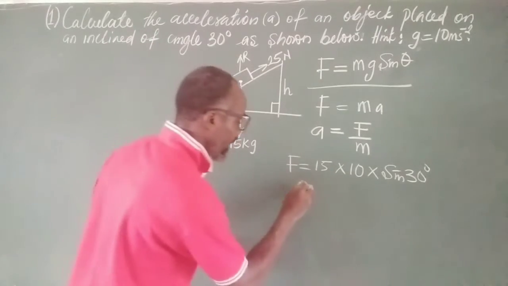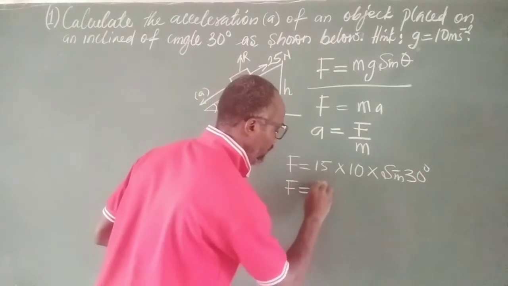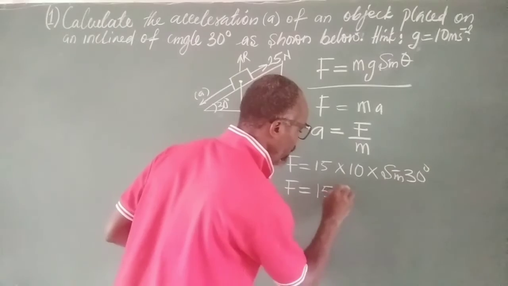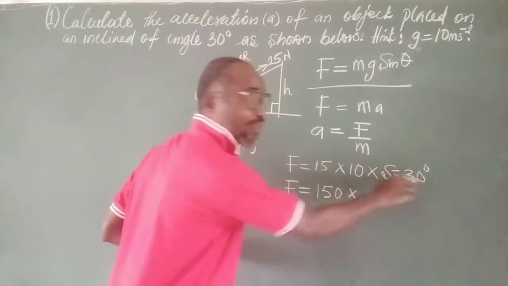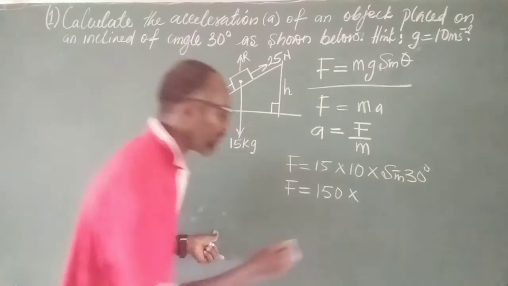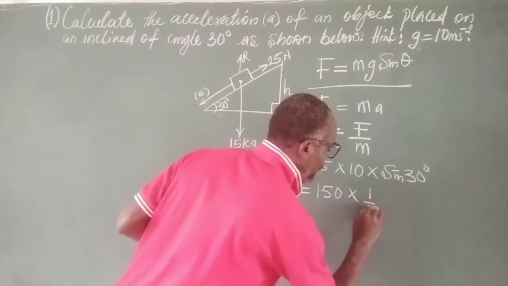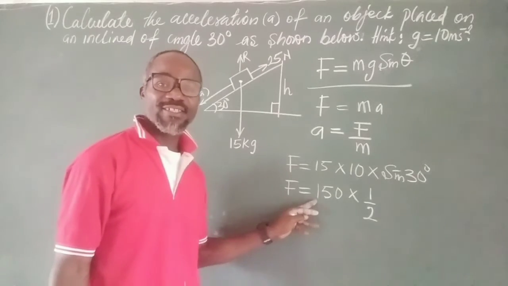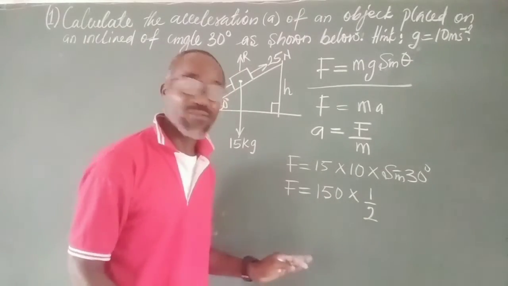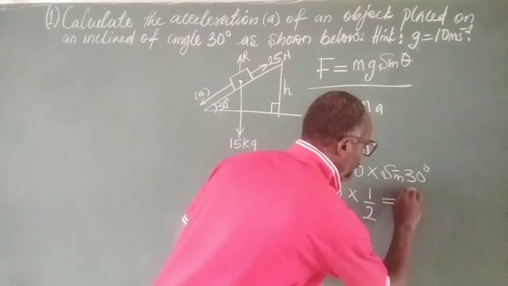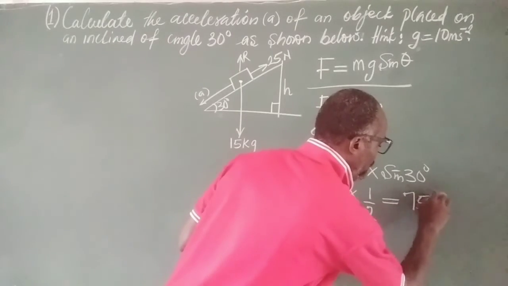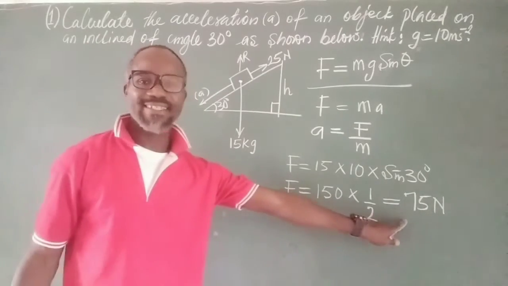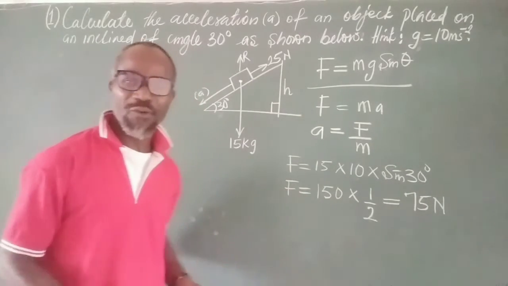So we simplify. We have F is equal to 15 times 10, which is going to be 150. Then sine 30 degrees is simply half, and we have 1 over 2. 150 divided by 2 is going to be 75, is equal to 75 Newton. We're talking about force, okay? Newton.